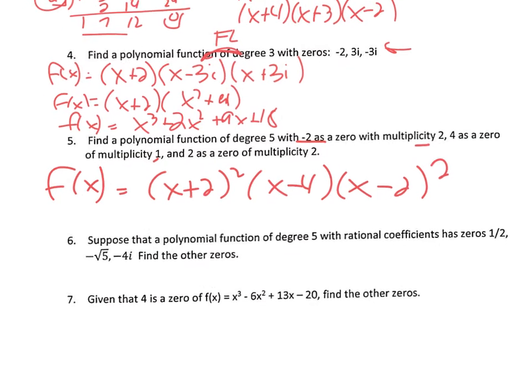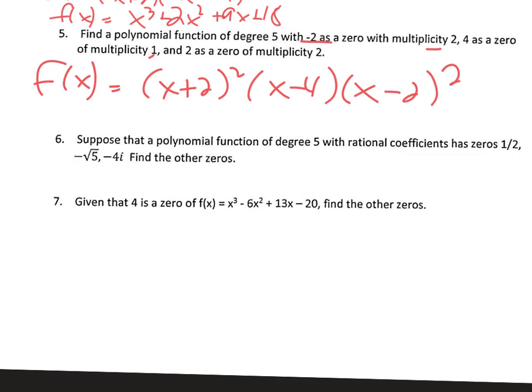Number 6, just ask you for the other 2 answers, other 2 zeros. You can never just get one square root or one i as a solution or as a 0. Okay, if negative square root of 5 is a 0, positive square root of 5 is a 0. If negative 4i is a 0, positive 4i is a 0, and that's all you got to do.